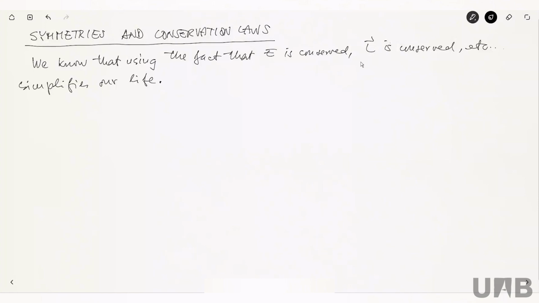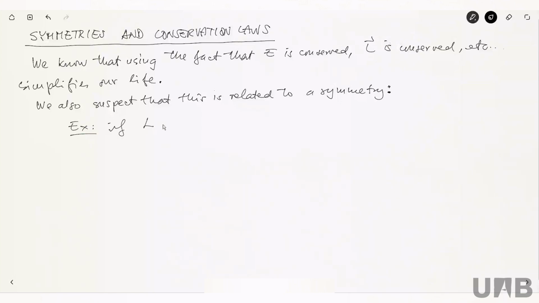If they are not conserved, for a system that doesn't conserve energy, that makes energy less interesting, right? And we also know, or we also suspect, if you wish, that this is related to a symmetry of some kind. Why? Because we know, for example, that if the Lagrangian, which in principle is going to be a function of q, q dot and t, right?